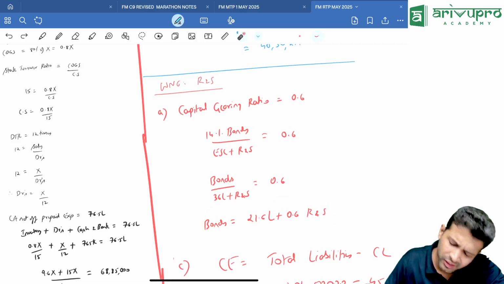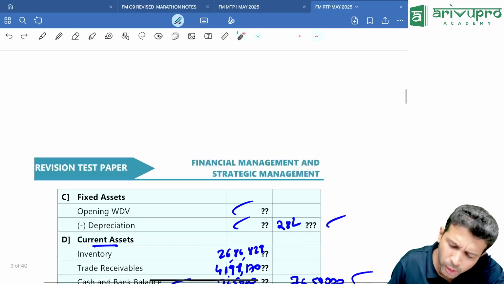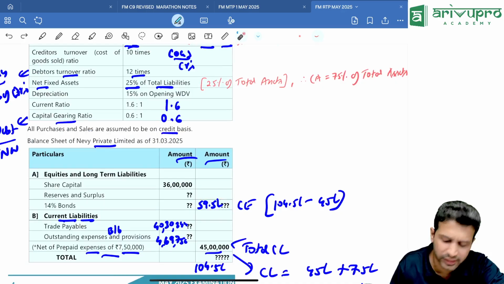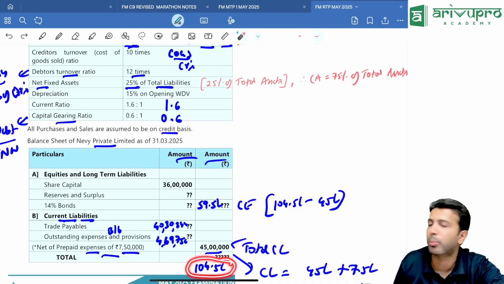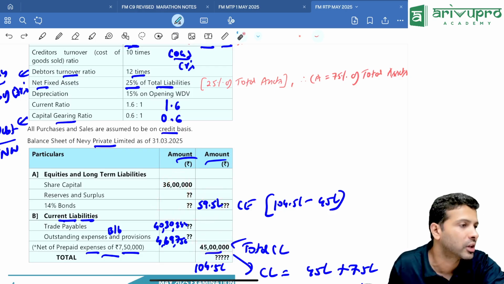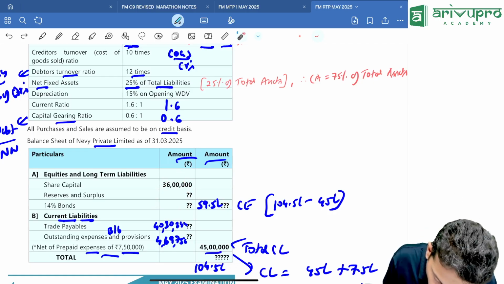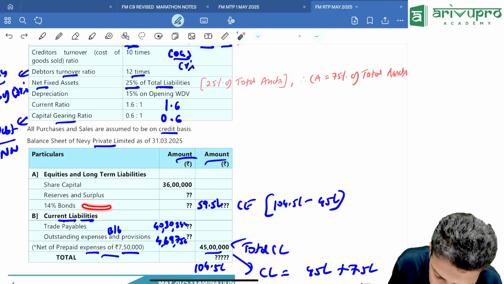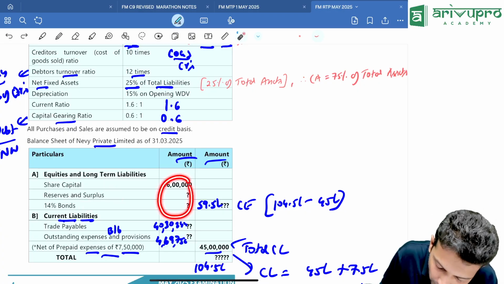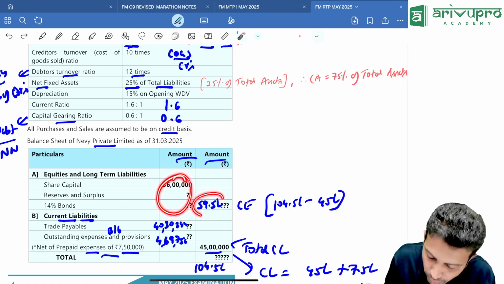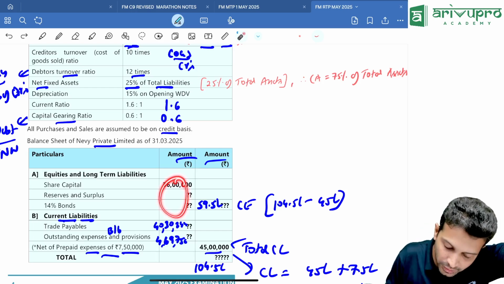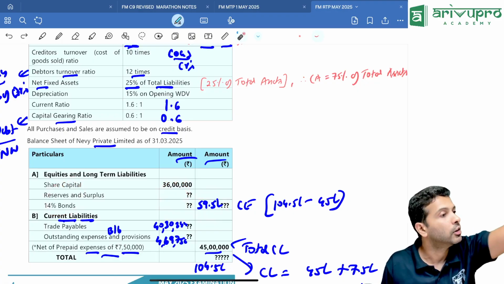If I get this, the problem is over. How? Sir, very simple. Do I know the capital employed? Yes. What is my total capital employed? 59.5. How did I get that? Total liability is 104.5. In that, if current liability is 45, these three put together should be how much? 59.5. Now you know the bond's value is expressed in reserves and surplus. Yes, substitute you have to do. These three components if you add, you should get 59 lakh 50,000.